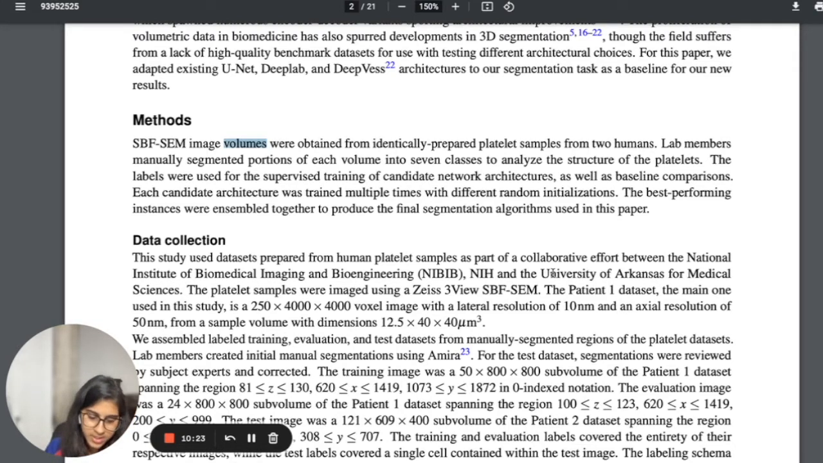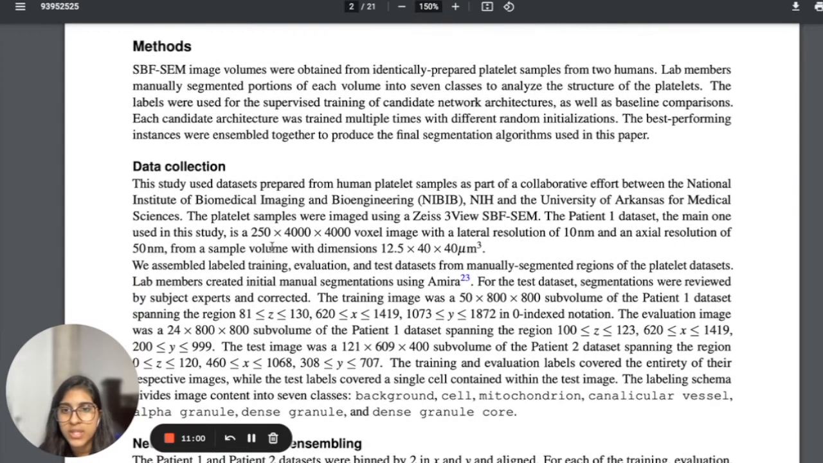It also says, again, we had 7 classes to analyze the structure, and each candidate architecture was trained multiple times with different random initializations. This is basically randomly initializing the weights and the other parameters in the model. Since it was trained again and again, it made it easier to understand which models did really well and which didn't. And so we also got to the point that this model outperformed the other ones, and that's how they did it. The data collection part just talked more about what the data sets consisted of.